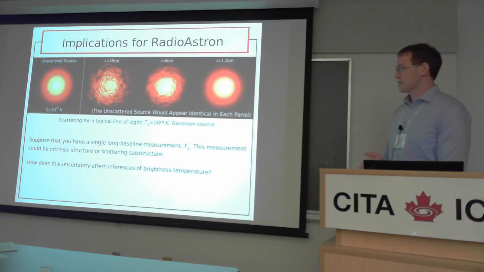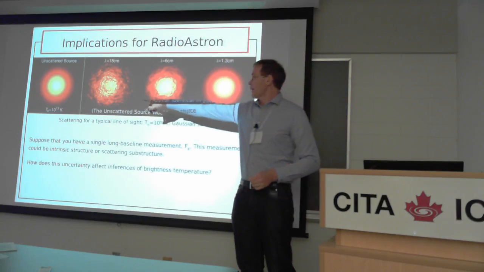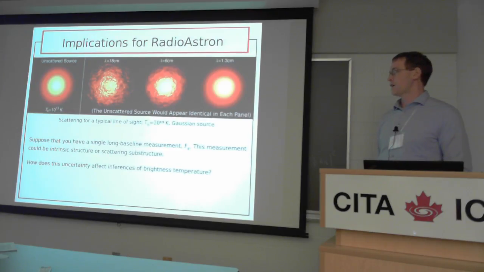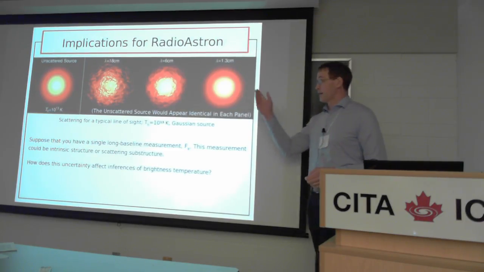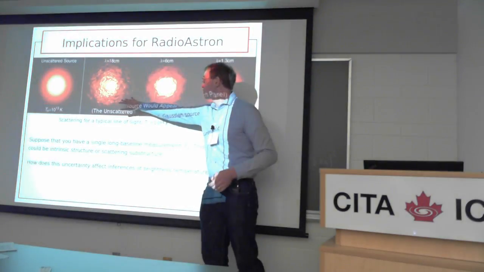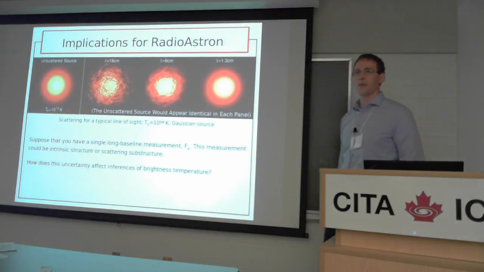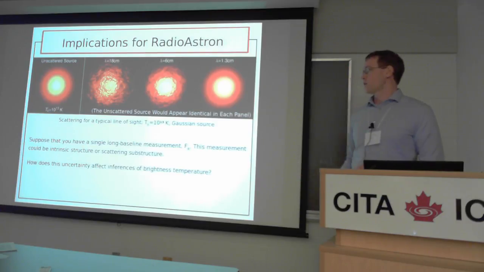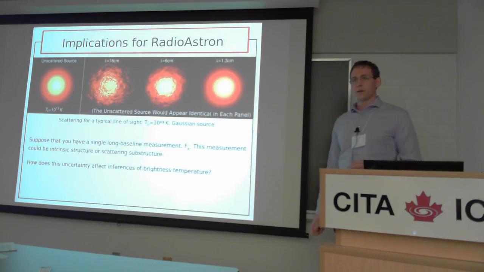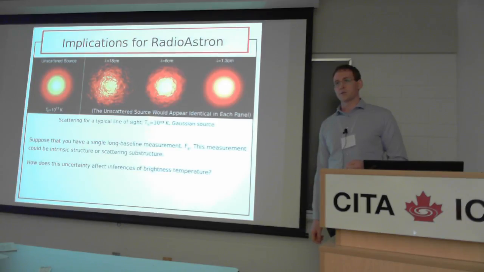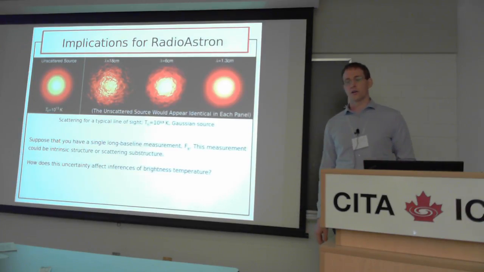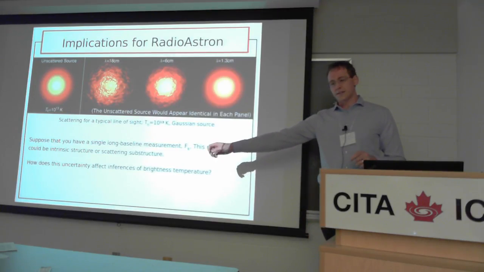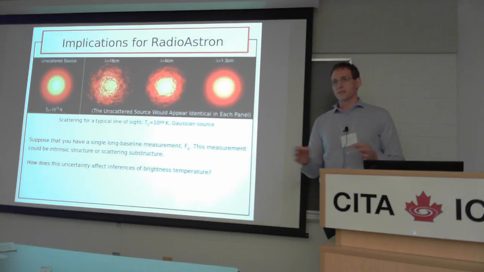So here's an example. This is just a simulated image. The left panel is an unscattered source, and I'll show you parameters corresponding to a brightness temperature of 10^13 Kelvin at the three key RadioAstron wavelengths. This is how the source would look after scattering at those three wavelengths. Now, suppose that you have one measurement on a really long baseline. The question is, what does that one measurement of the correlated flux density tell you about the brightness temperature of the source? This might seem like a goofy toy model, but this is actually the case in RadioAstron. You're on such long baselines that you basically have this one measurement to all the Earth stations. They're all equivalent.